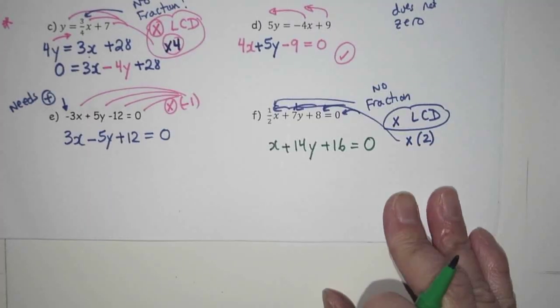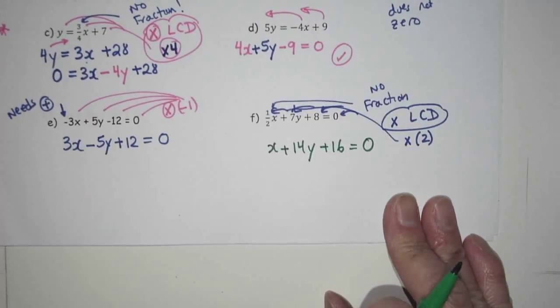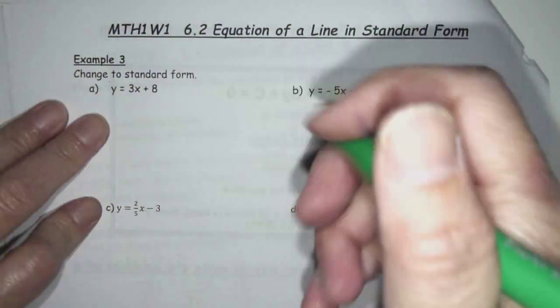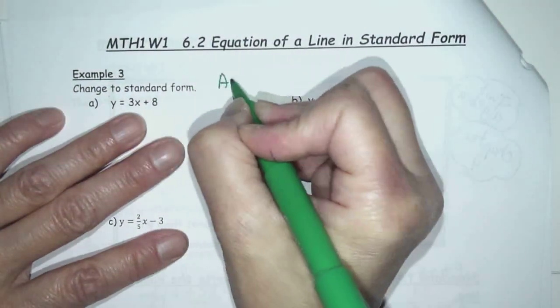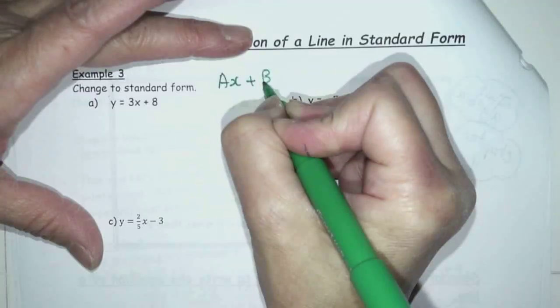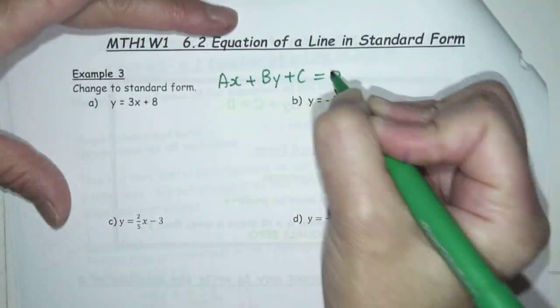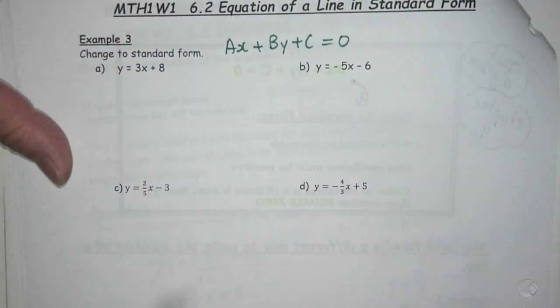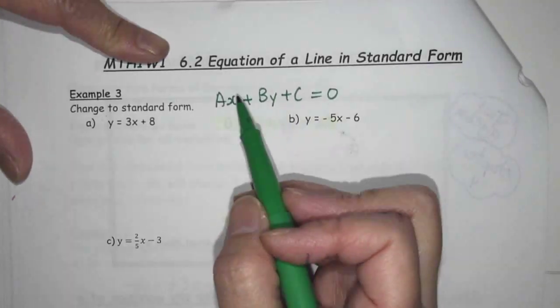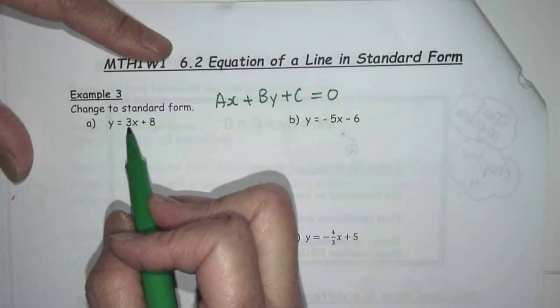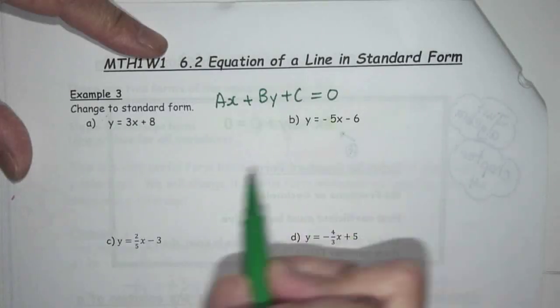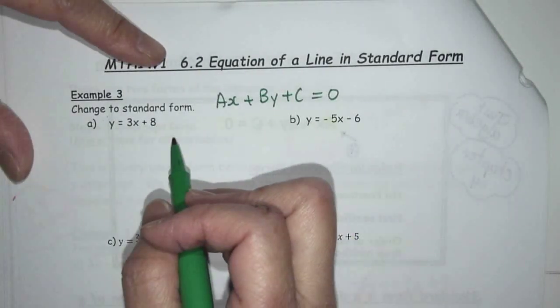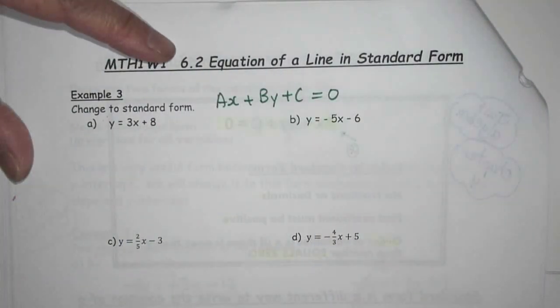Okay, and then the next part, I'll go on to the next page, is change it to standard form, but we would never ask it this way. We would tell you to change it to ax, by, and c equals 0 form. We would give you the hint for this year. Next year, no, but this year we'll give you the hint. I just want you to change it. So again, see how it's not equaling 0? I need you to bring everything to one side, get rid of the fractions and such.